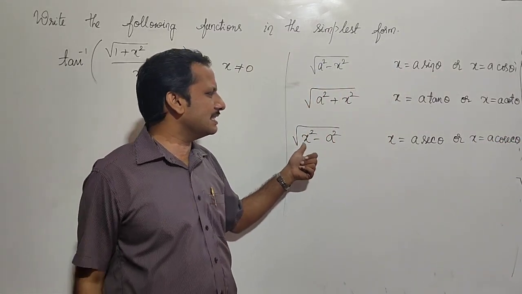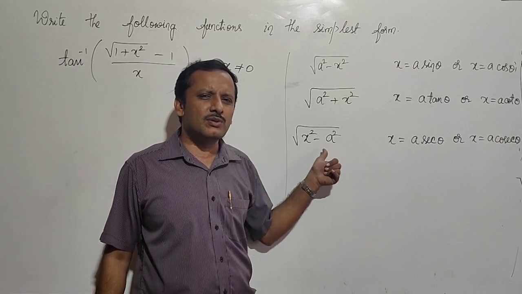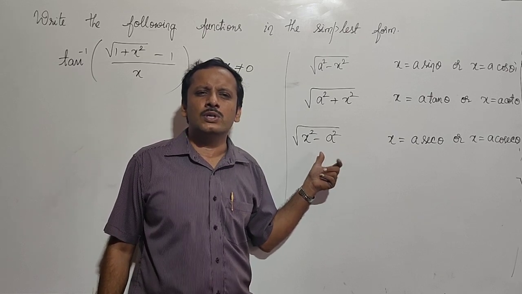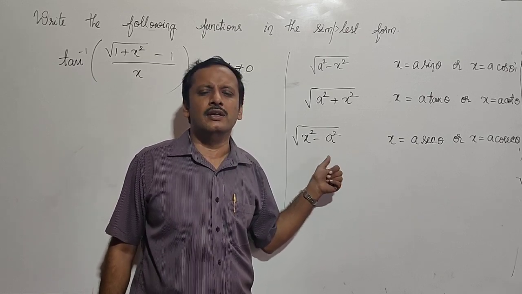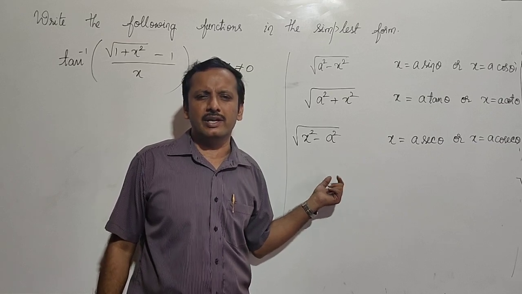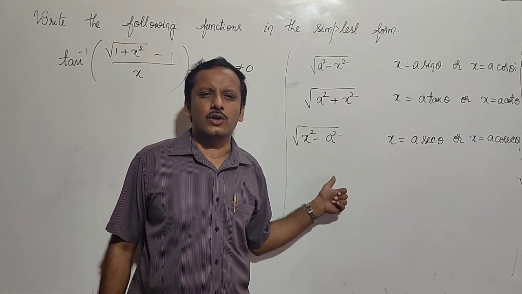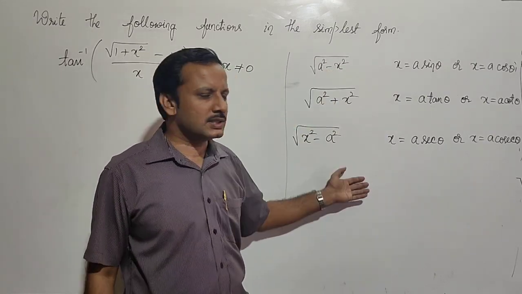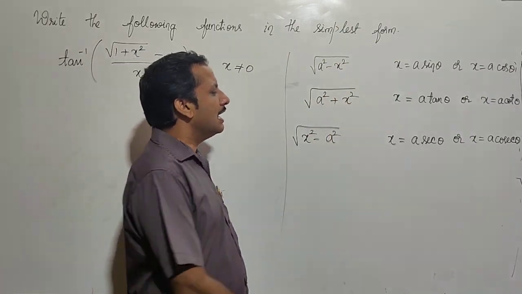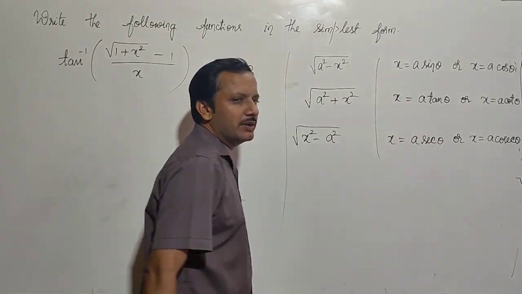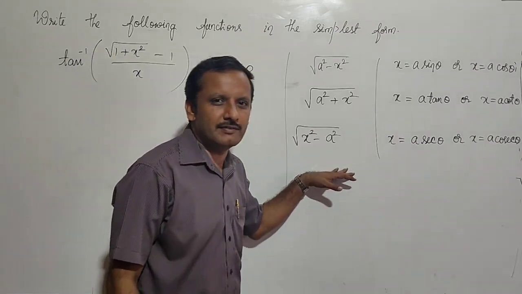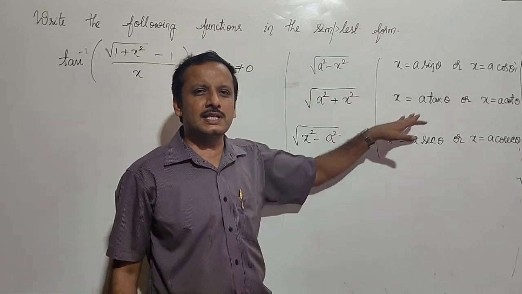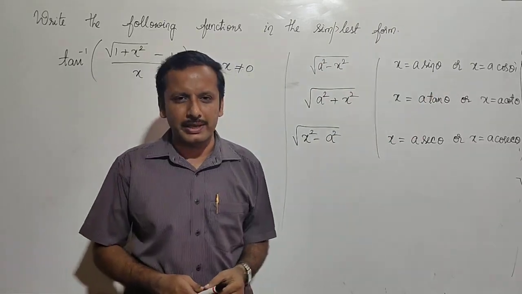Because now if I take x as a secant theta, we will have a square secant square theta minus a square. Taking a square common, we will have a square into secant square theta minus 1. Secant square theta minus 1 can be written as tan square theta. Root of a square tan square theta will give you a tan theta. So remember this, whenever we have these expressions, these are the substitutions that you have to make, which we have already given you through the notes also. In that also it is mentioned that for these expressions, these are the substitutions that you have to make.